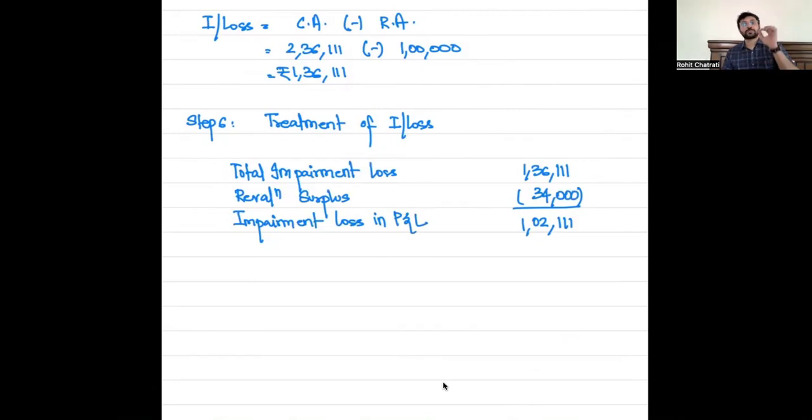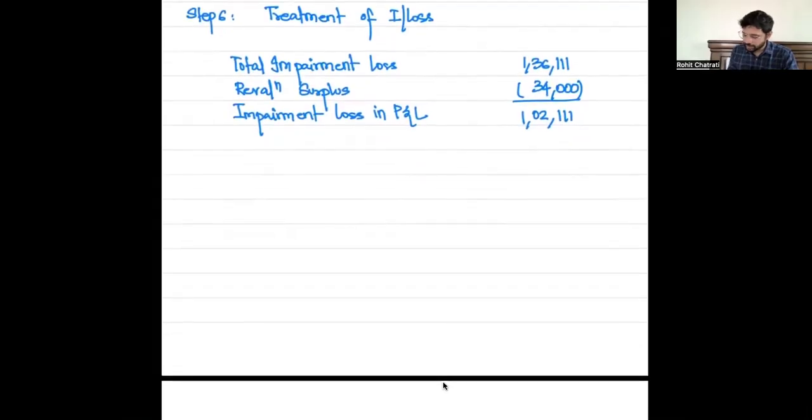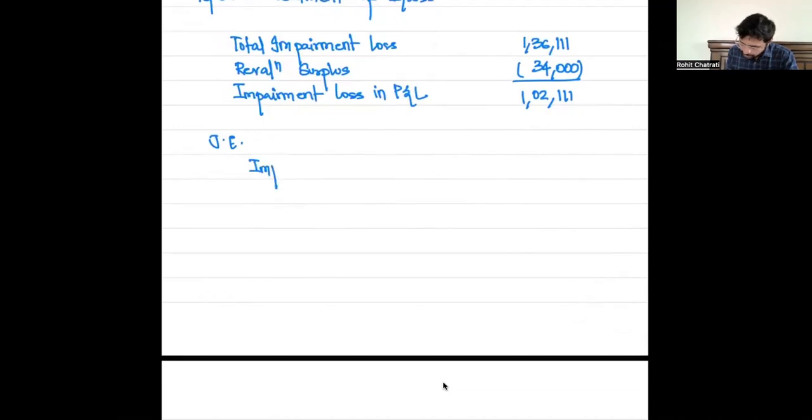If there is an asset which has been revalued in the past, and as a result of such revaluation, a revaluation gain was recognized, then in the current year, a portion of the impairment loss will be adjusted against the revaluation surplus, to the extent we have revaluation surplus, and any excess only will be taken to the P&L account. All right, so the journal entry for this would basically be impairment loss debit in P&L of 1,02,111.